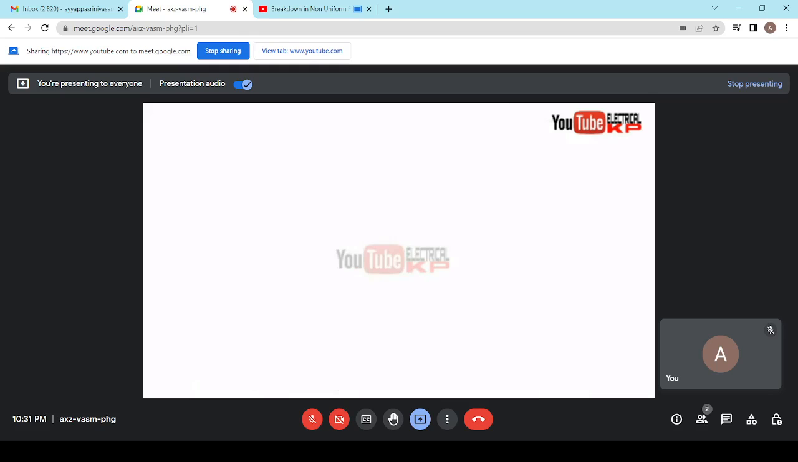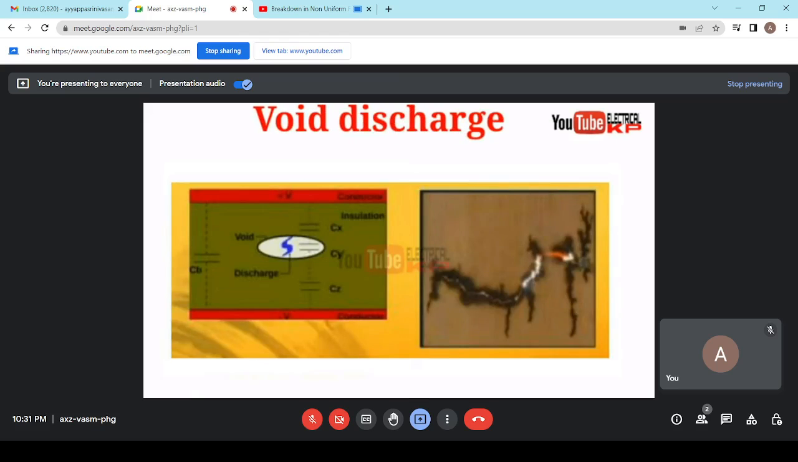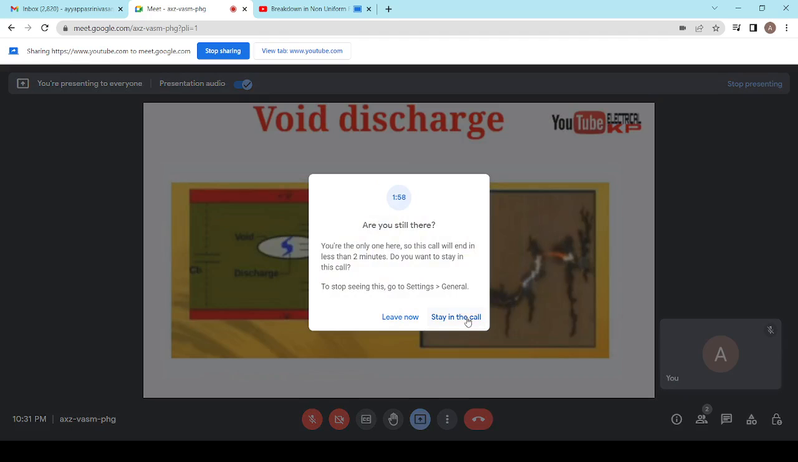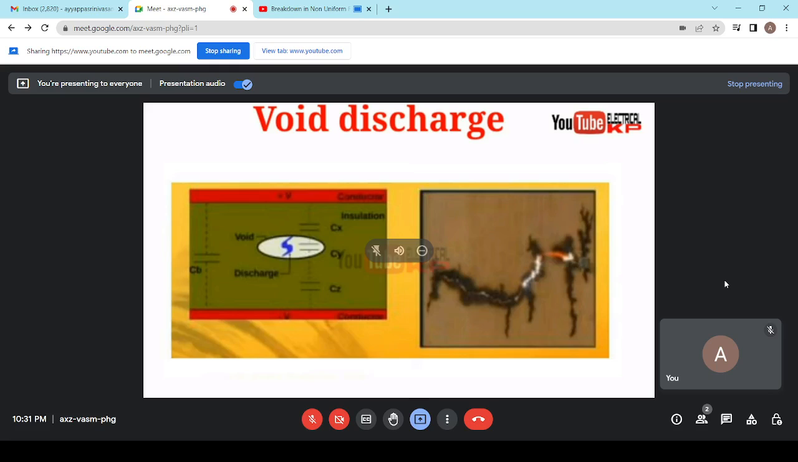Then the other type of partial discharge is void discharge. Void discharge occurs due to defects in the solid insulation, and void discharge is highly destructive to the insulation. That discharge in the gap slowly deteriorates the insulation, and after some time that may cause permanent failure or the puncture of the insulator. Suppose void partial discharges are present in the insulator, then it must be replaced at the earliest to avoid permanent failure of the insulation system.